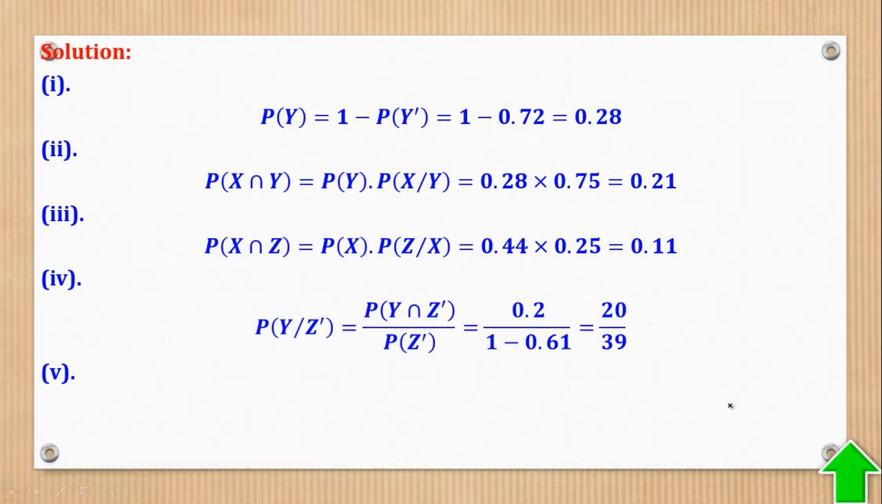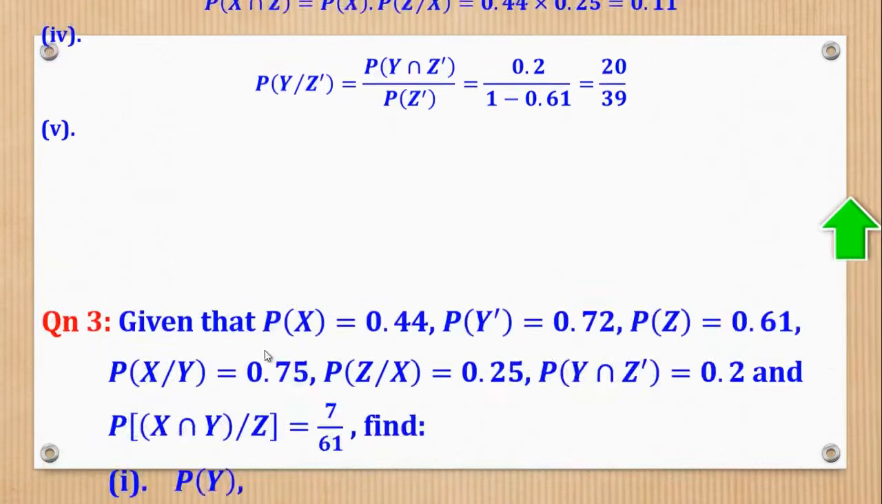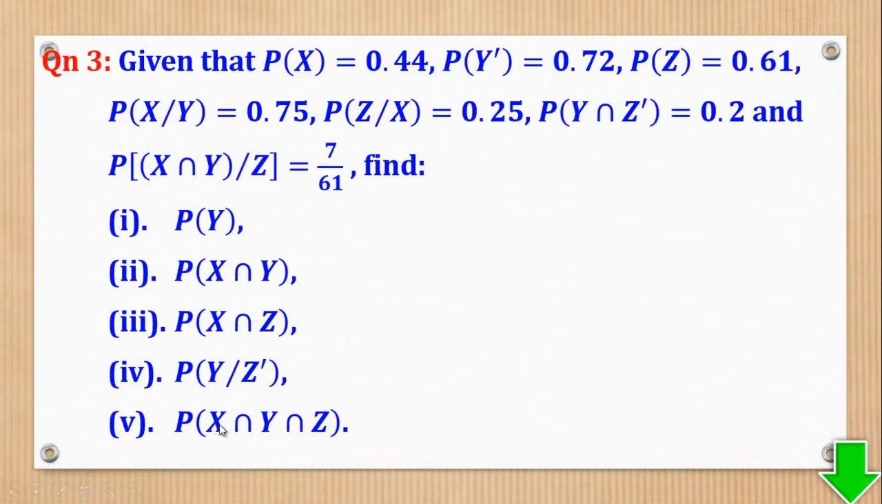Then for Roman 5, the probability of X intersection Y intersection Z.